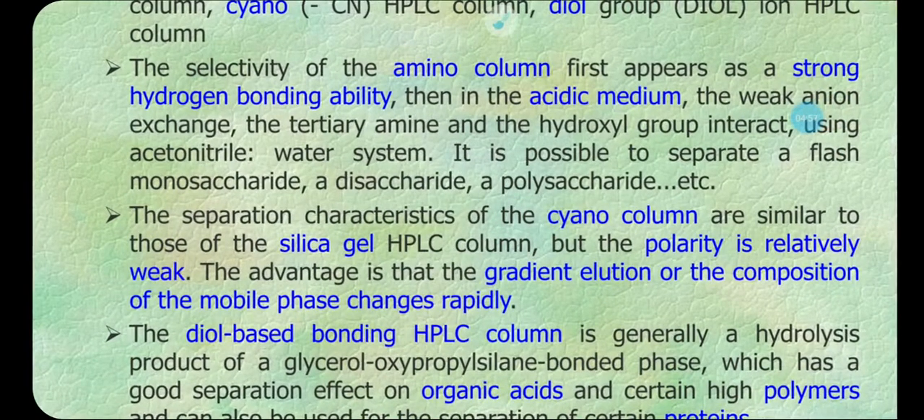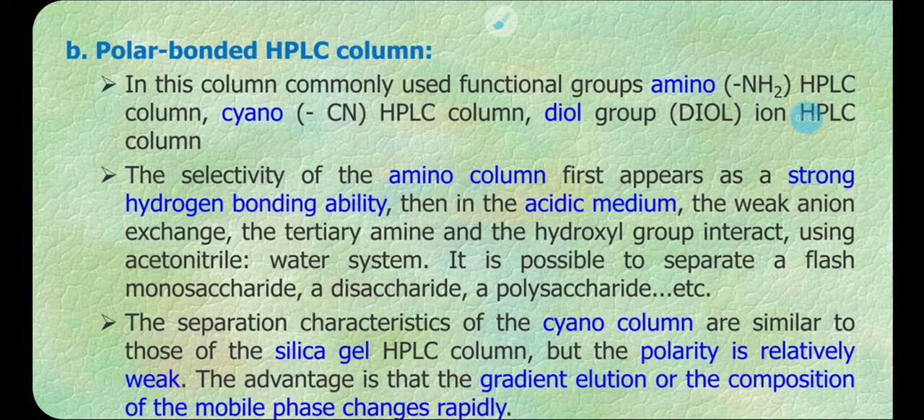Second is the polar bonded HPLC column. In this column, commonly used functional groups are the amino group, cyano group and diol group. These functional groups are embedded in the stationary phase. The selectivity of the amino column first appears as a strong hydrogen bonding ability, then an acidic medium, because for ionic polar compounds or ionic functional compounds, it should maintain the pH and the ionic strength. So that is why the acidic medium is required.